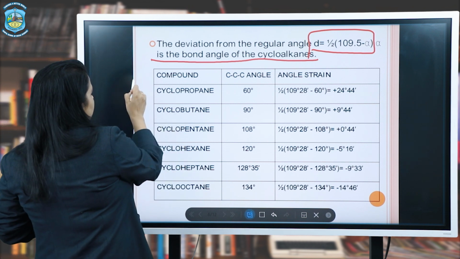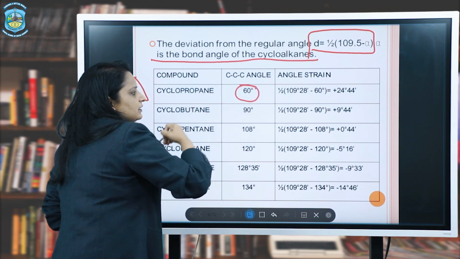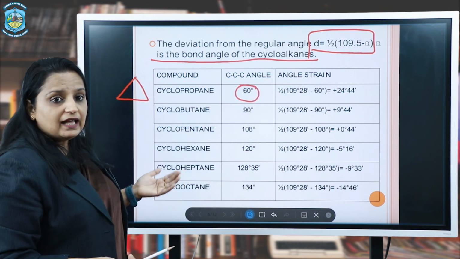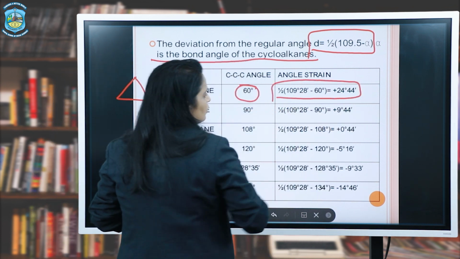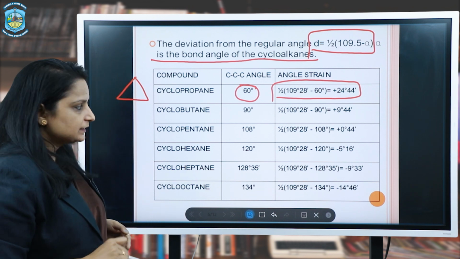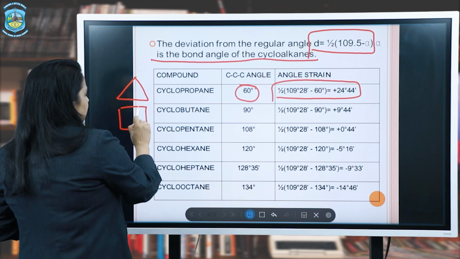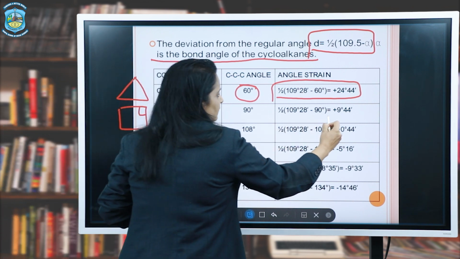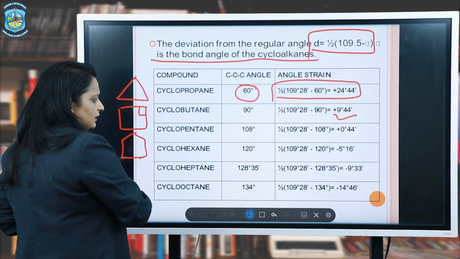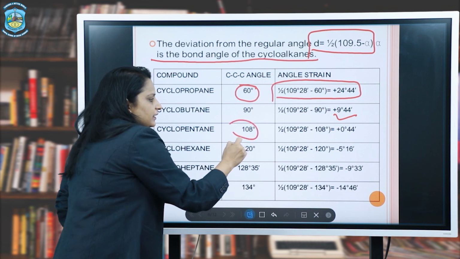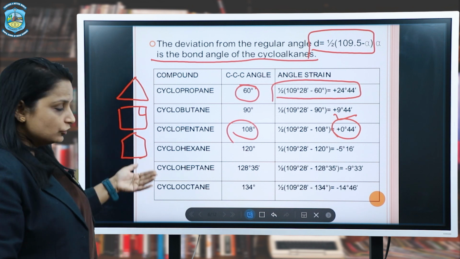First, as I have already shown you, this is your cyclopropane, and the angle of deviation is 60 degrees, and hence we calculated the strain, which comes out to be around 24 degrees 44 minutes. Then cyclobutane, this is the structure, and you know the angle is 90 degrees, and this is the angle strain. Similarly, you have cyclopentane, the angle is 108 degrees, and you can see that the deviation, or angle strain, is reduced.